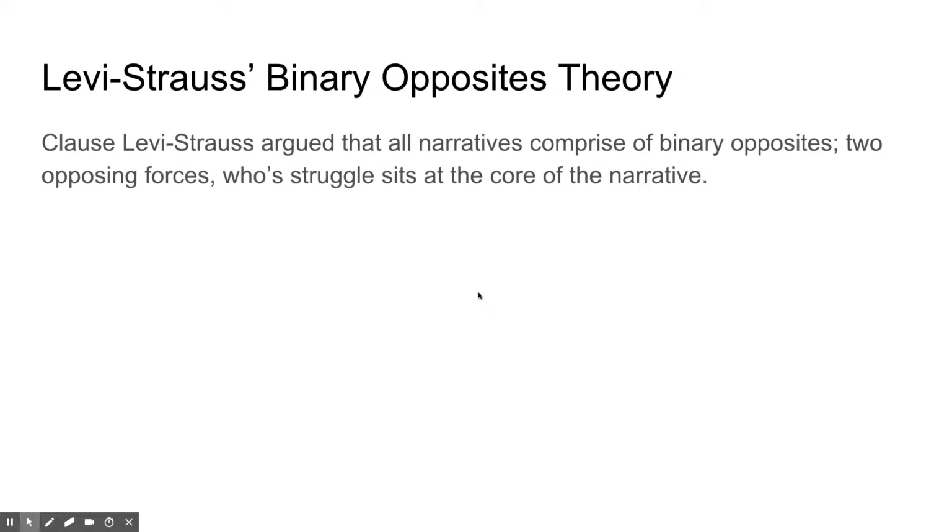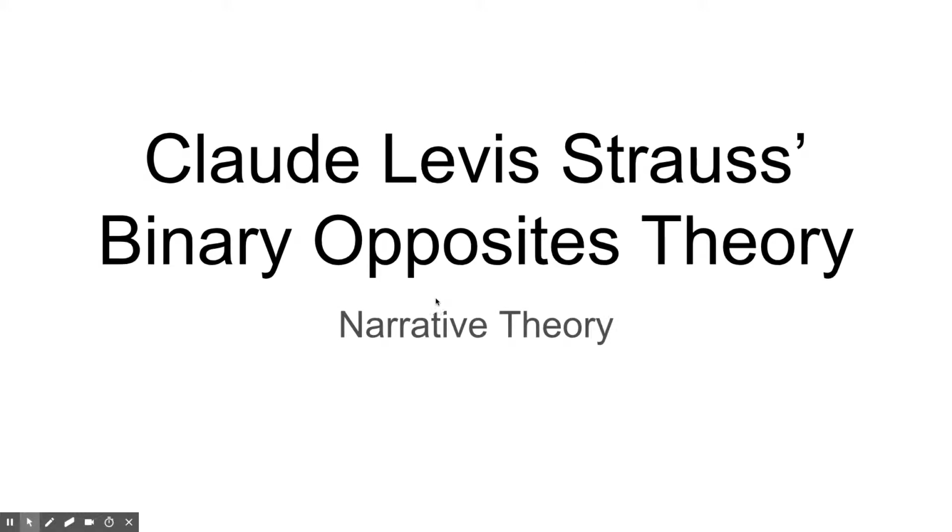It's very simple to describe, really. Levi-Strauss argued that narratives basically all comprise two binary opposites. Binary being, for those who know about computers, one and zero, as in complete opposites. So these are two opposing forces, and the struggle between these two opposing forces is the backbone of the narrative or story. Essentially, any story you look at will pretty much certainly have an example of it if you look hard enough.